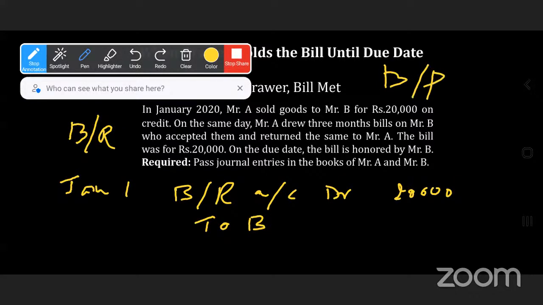Ma'am, it is a general entry of Mr. A. Journal entry of Mr. A. I am writing all these entries in the books of Mr. A. So after completing this, I will start with Mr. B.